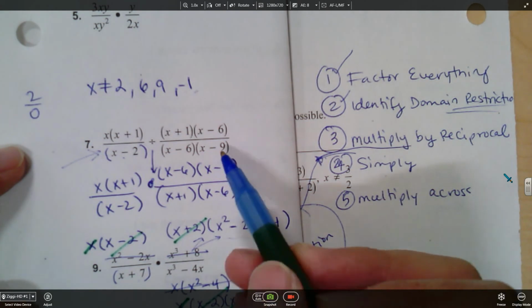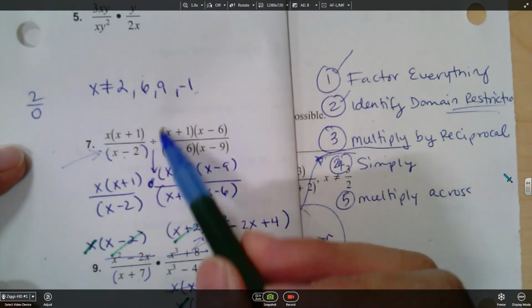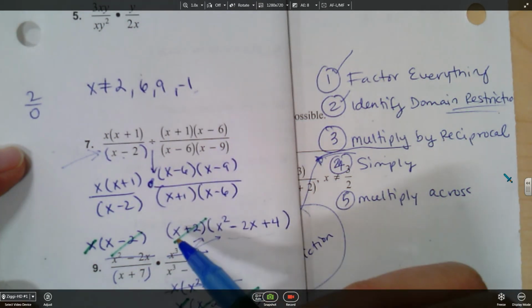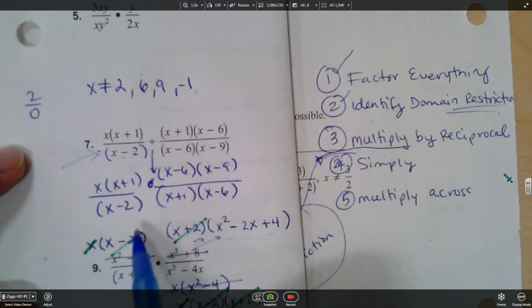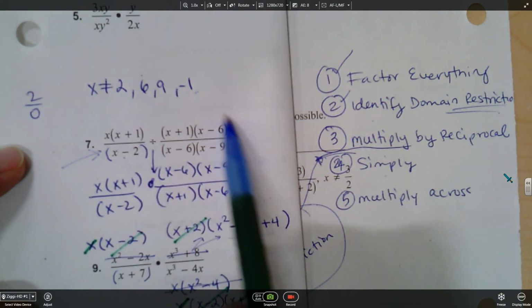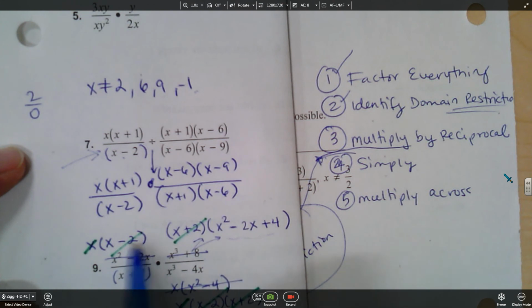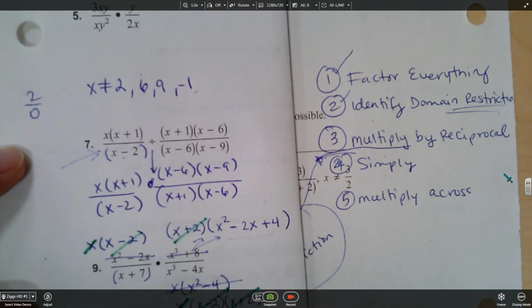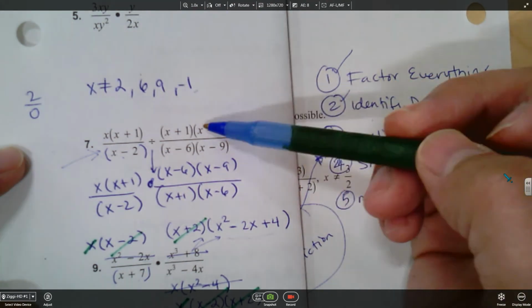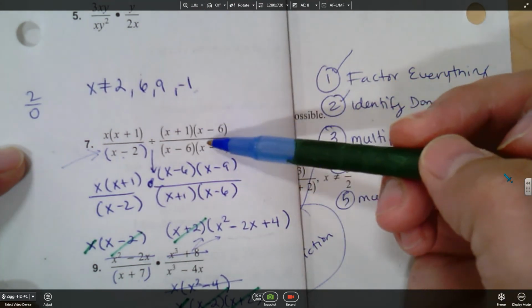Well, the 9 is also a restriction because it was a restriction of this one individually. So when you identify the first restriction, you're identifying them individually. You're saying I can't use 9 when I have this rational expression. The second restriction is when you combine them as a multiplier and you flip that over, because that's going to land in the denominator now. So you can't use all of those x's. Because if you use the 9 from the beginning, this one will never work.